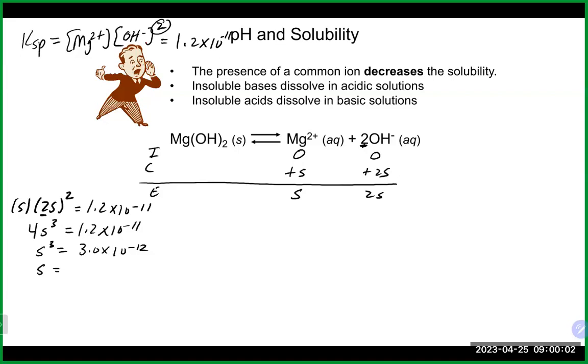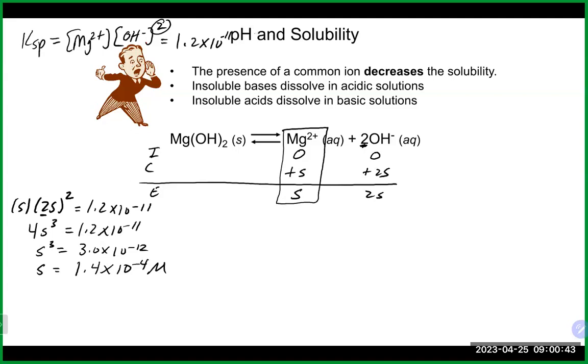Will get us an S value of about 1.4 times 10 to the minus 4 in this particular case. Any questions on that there? So this would be our S value, which would be the concentration here of magnesium.